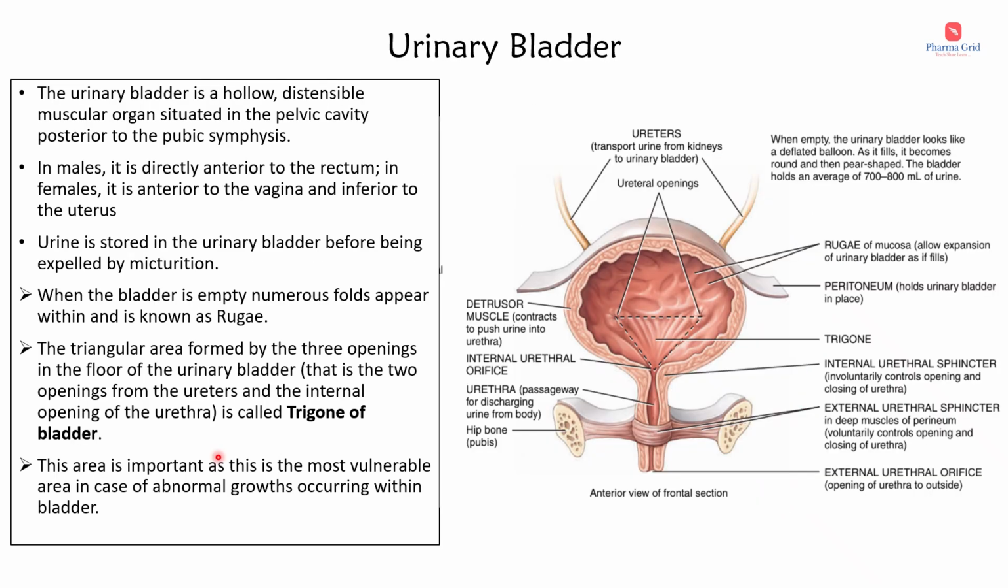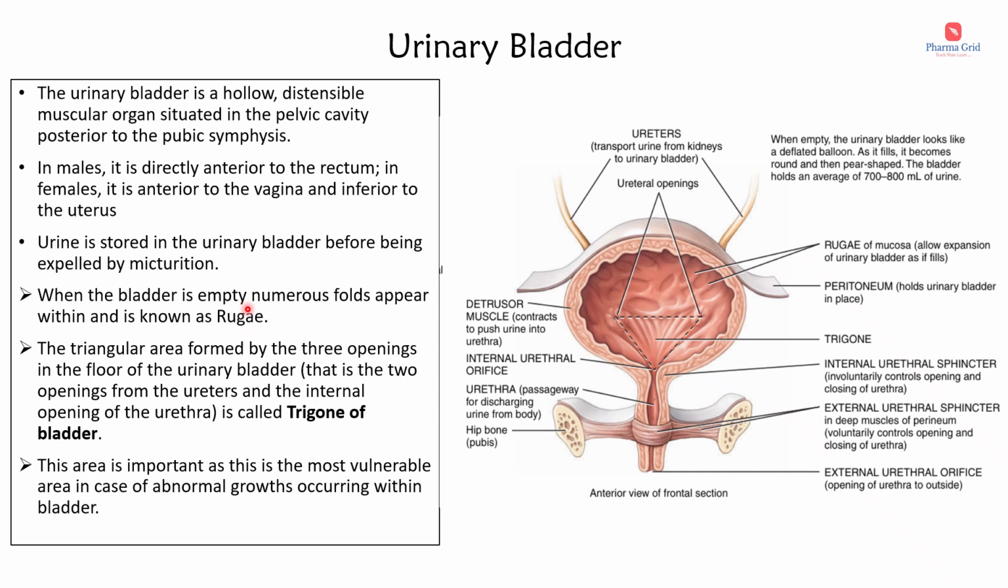Now we will see about the urinary bladder. So the urinary bladder is a hollow, distensible muscular organ situated in the pelvic cavity posterior to the pubic symphysis. In males, it is directly anterior to the rectum. In females, it is anterior to the vagina and inferior to the uterus. Urine is stored in the urinary bladder before being expelled by micturition.